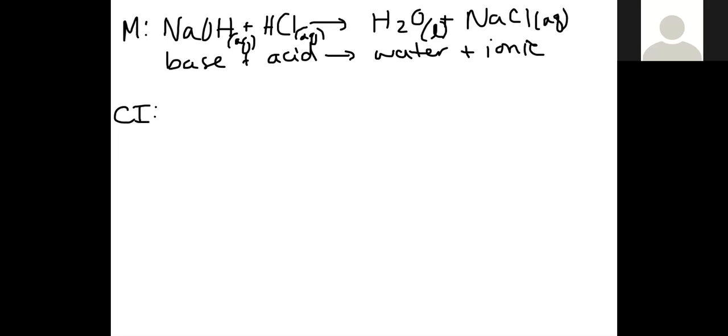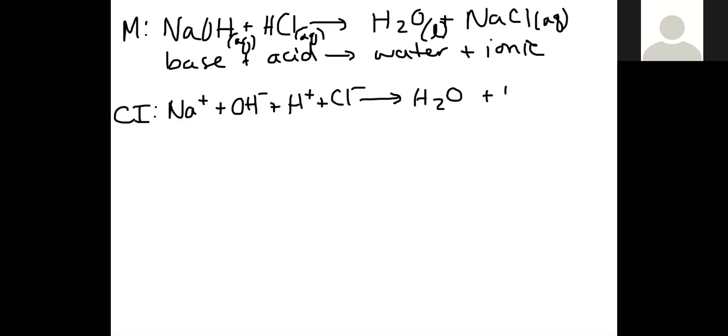All right. So now, what are we going to do for our complete ionics? What can we not break up? The liquid, the water. You cannot break up a liquid. So we're going to have Na plus OH minus. I just broke up the NaOH. And then I'm going to break up the HCl into H plus and Cl minus. Then I'm going to go to H2O, leave it there, and Na plus Cl minus. What are our spectator ions?